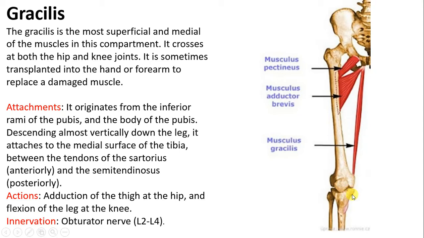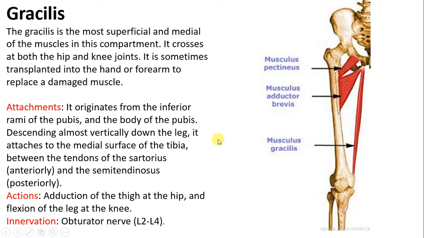So it is crossing posteriorly to the knee joint, and it is anterior to the hip joint. So it will cause adduction at the hip and flexion at the leg, at the knee. It is also supplied by the obturator nerve.